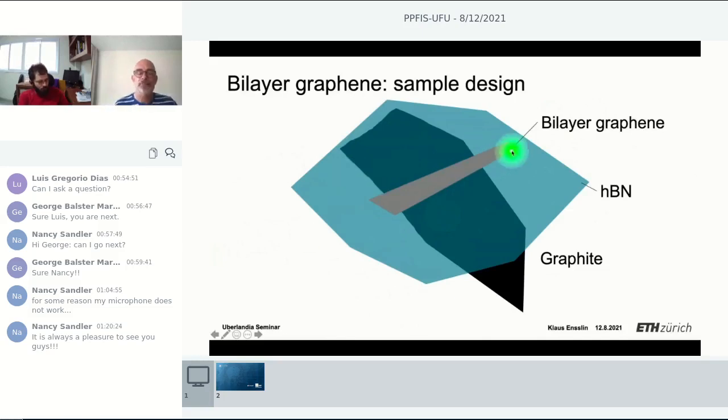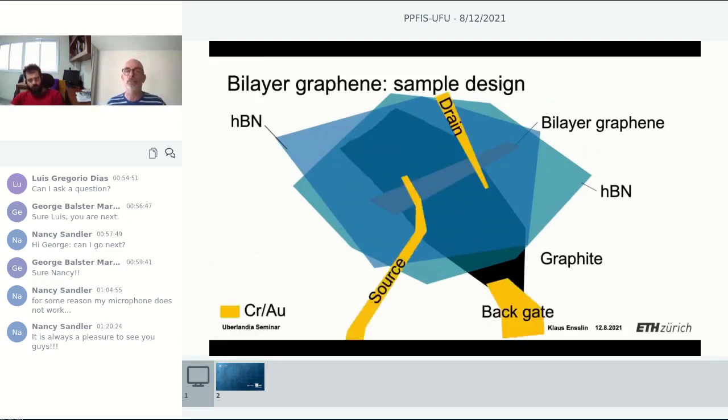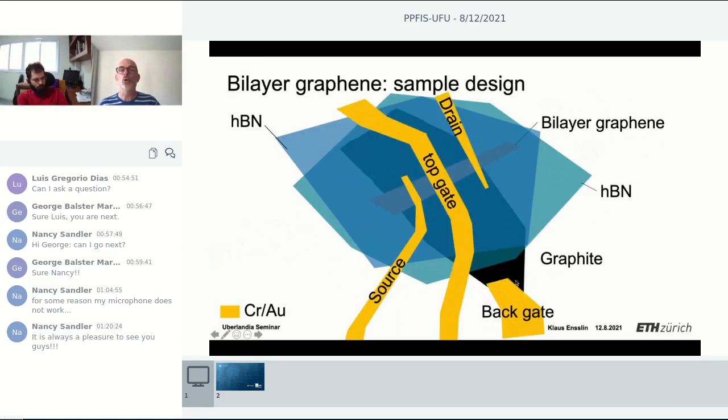We cover this with another layer of boron nitride. So the whole graphene is now encapsulated and protected from the environment, no dirt anymore. Then we put source and drain contacts so we can measure electronic transport along this layer of graphene. We have a back gate, which allows us to apply a voltage from the back. And then we add another layer of insulator and a top gate so that we can locally apply this vertical electric field that I was talking about before.